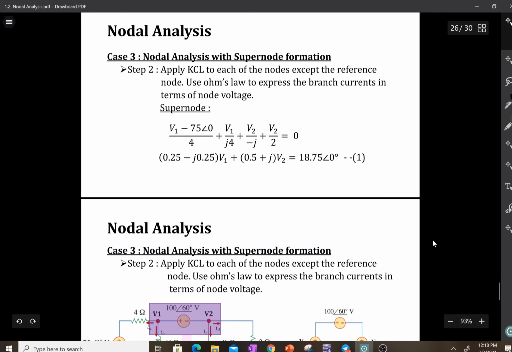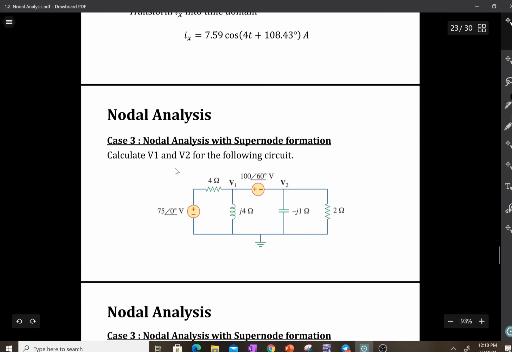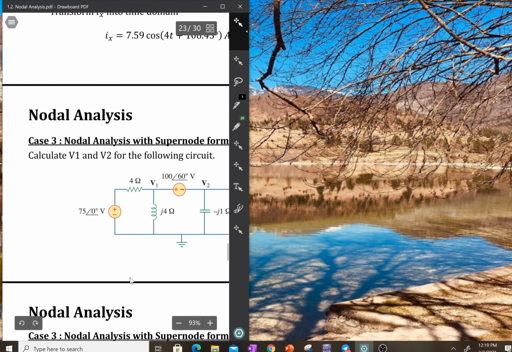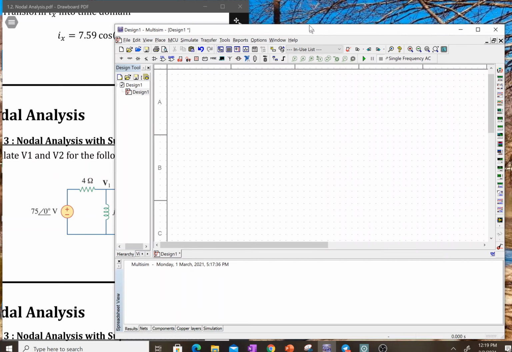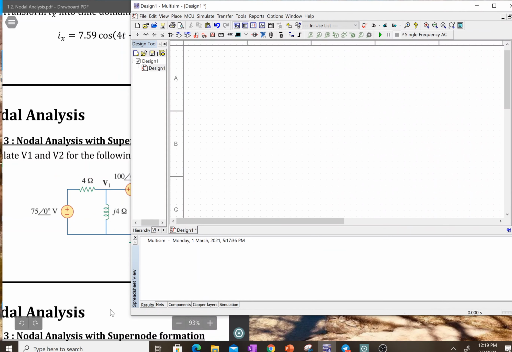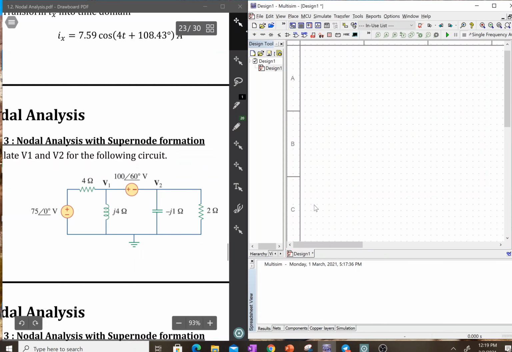So here's the video on how to analyze your AC circuit in MULTISIM. Okay, so for example, let's say I would like to model this circuit, I would like to construct this circuit in MULTISIM. So firstly, you need to open your MULTISIM, and then we got this here. Okay, so this is the circuit that we want to model.